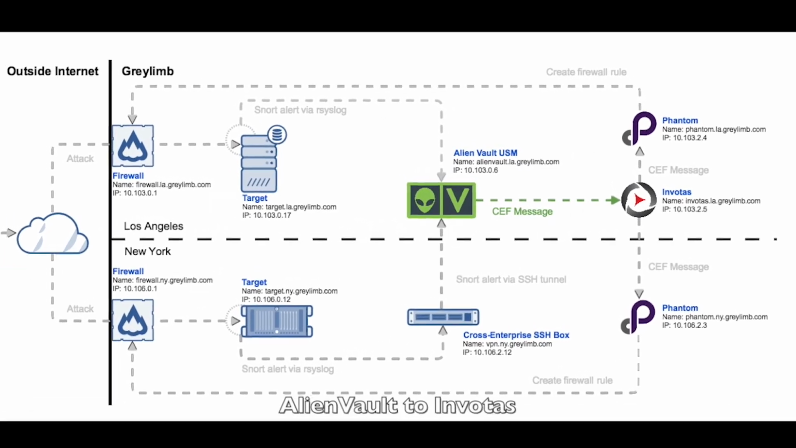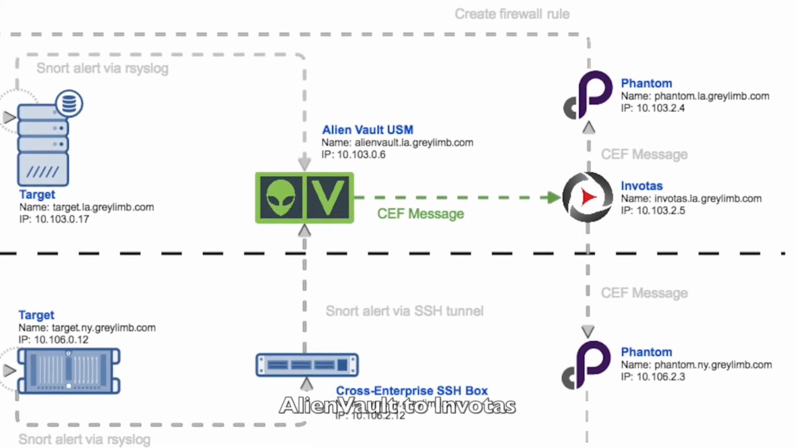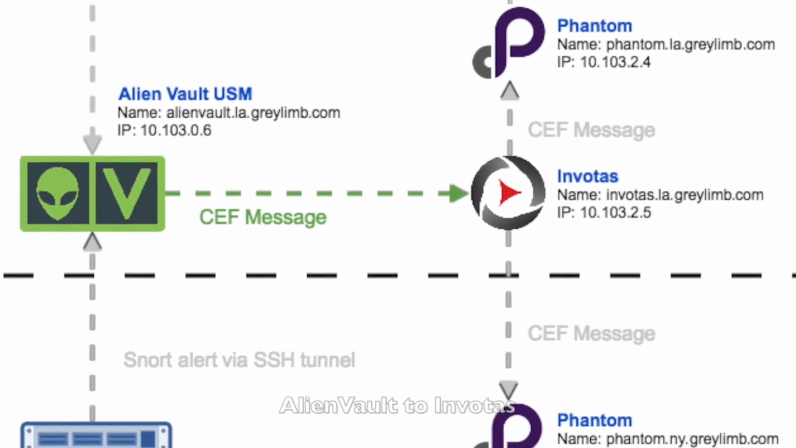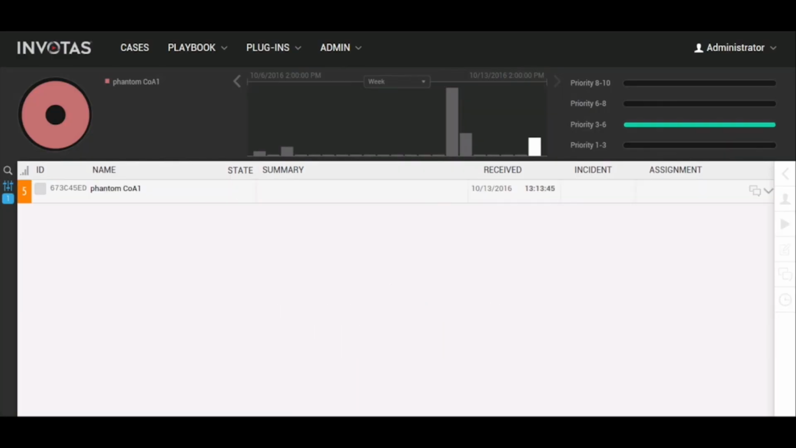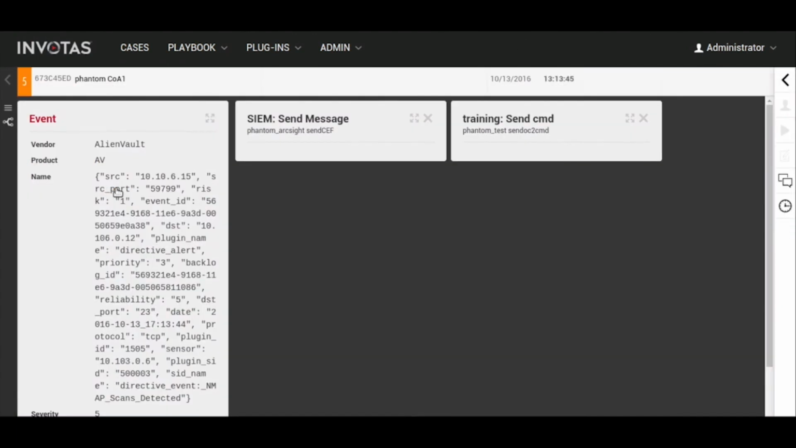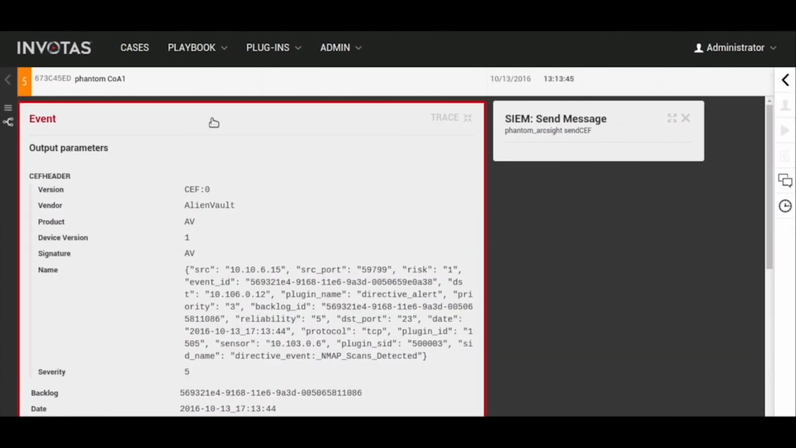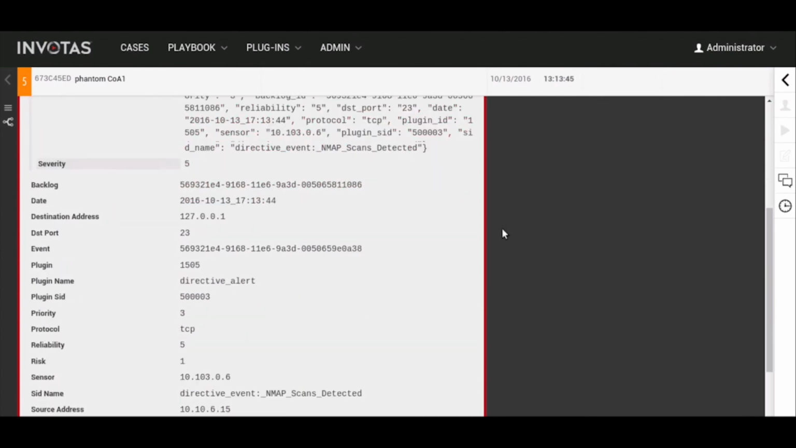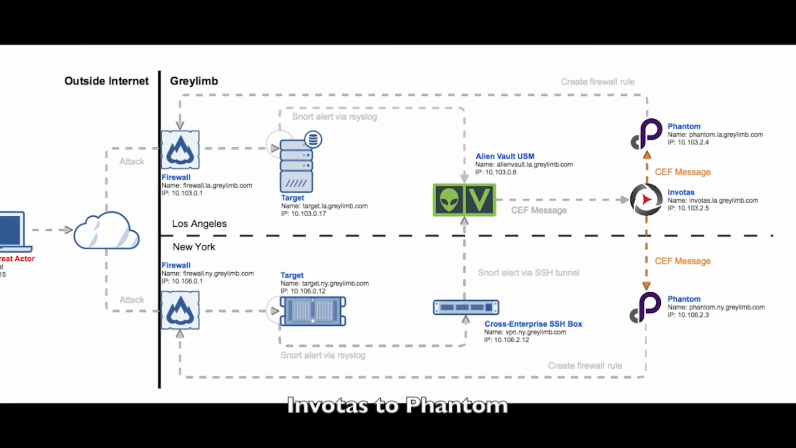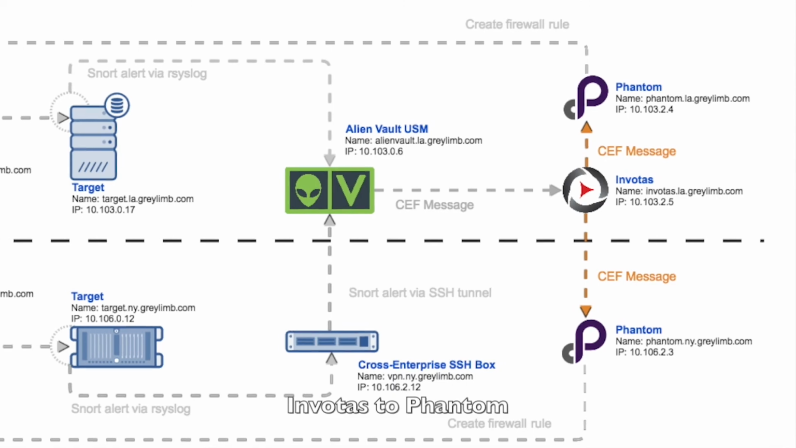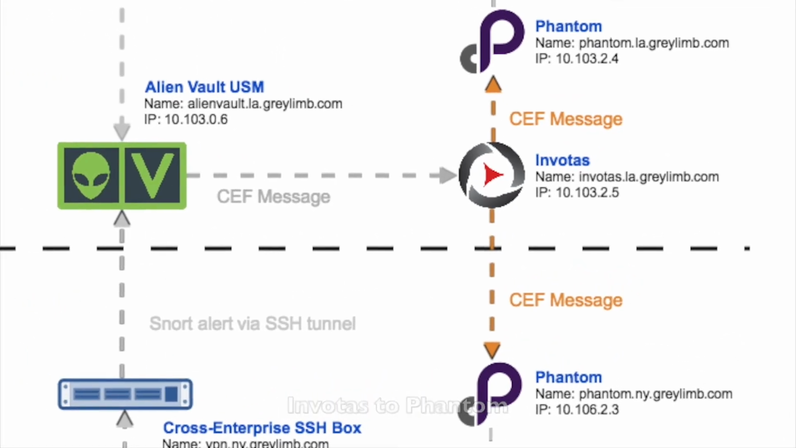When an alarm is generated, AlienVault sends a message to the Invotas multi-region orchestrator. Invotas receives the message and processes it with a custom playbook. The message contains details including the attack type, severity, and IPs. It uses a custom plugin to forward this information to the regional Phantom orchestrators.